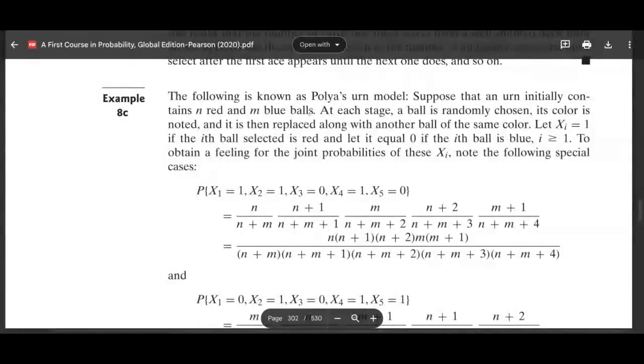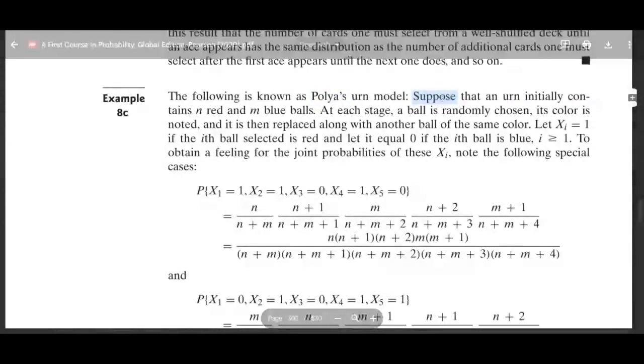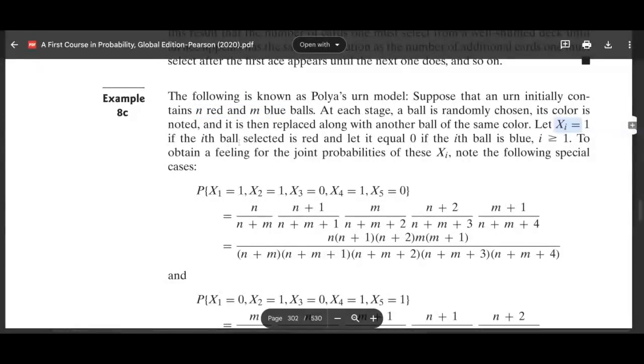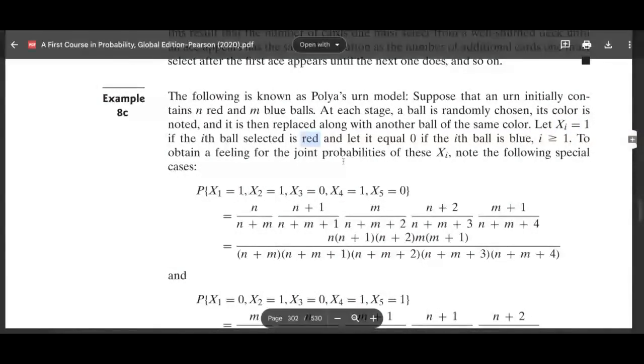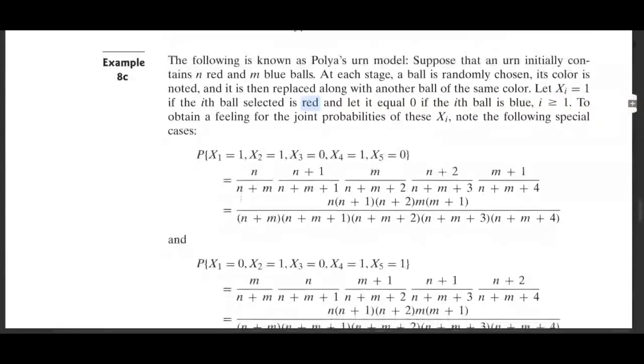Let's see this example. The following is known as Polya's model. Suppose that an urn initially contains n red and m blue balls. At each stage, a ball is randomly chosen, its color is noted, and it is then replaced along with another ball of the same color. So let xi equal 1 if the ith ball selected is red, and 0 if the ith ball is blue. To obtain a feeling for the joint probabilities of the xi, note the following special cases.